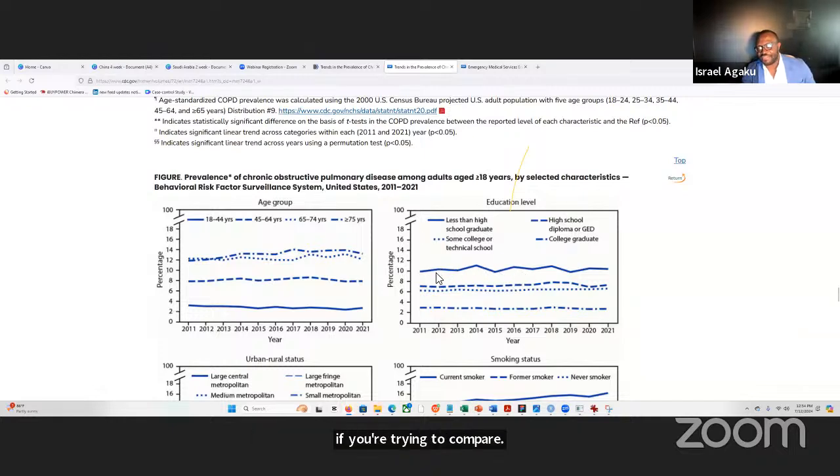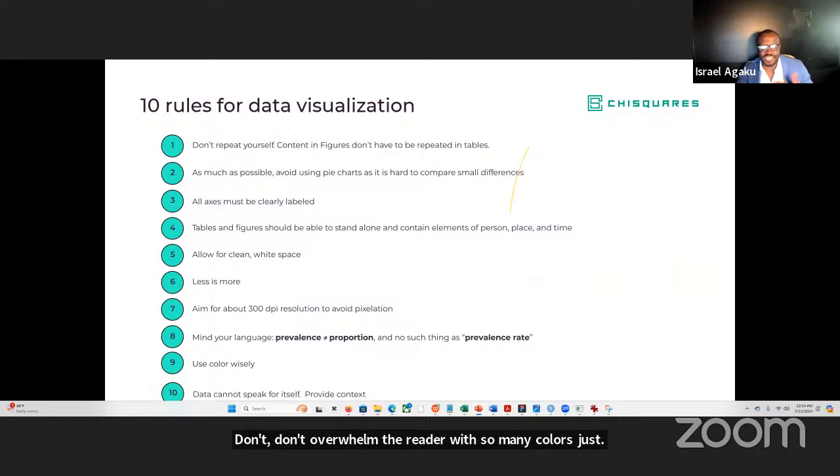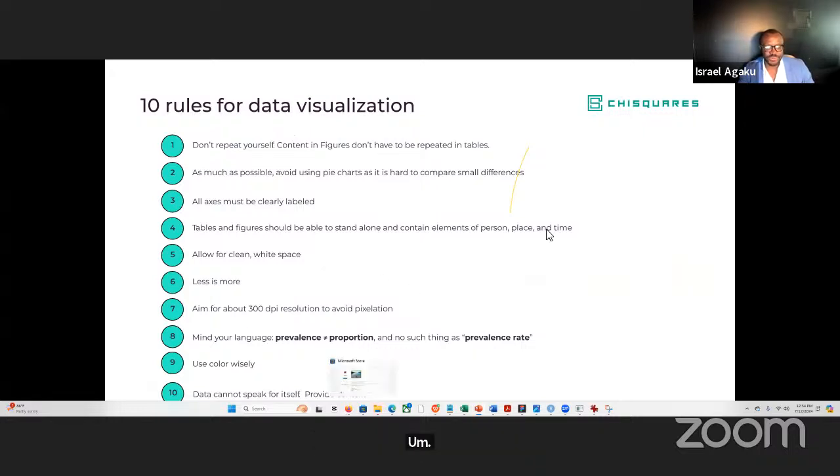Like here, I would rather have a scenario where they are trying to compare these 4 groups. But instead of using 4 different colors, we use 4 different types of lines, like a solid line, a broken line, a dotted line, and these intermittent lines with dots. It's easier to communicate with this kind of style than have different colors that may appear very similar. And then the user is just confused. So again, even in terms of color choice, less is more. Don't overwhelm the reader with so many colors. Just be prudent in your use of color, so that it's easier to communicate. And then rule number 10 is data cannot speak for itself, so you want to provide context for whatever you do.